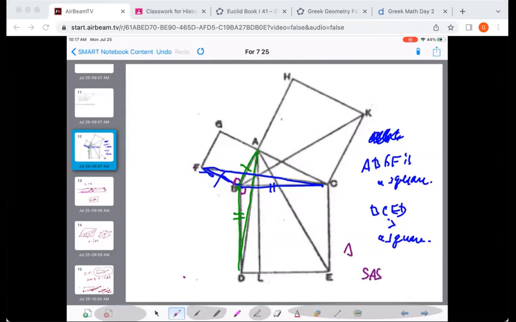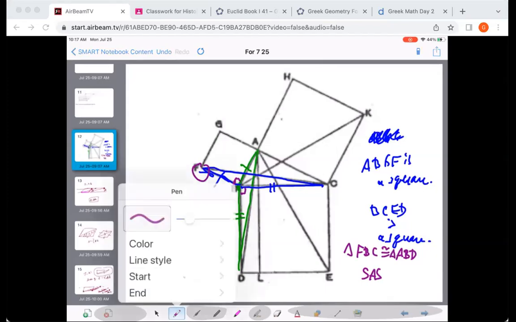Triangle FBC is congruent to triangle ABD. When you name the triangles, you try to make the letters match the corresponding parts. Sorry, when I called the first triangle FBC, it was accurate, and then I had to call the other one ABD.